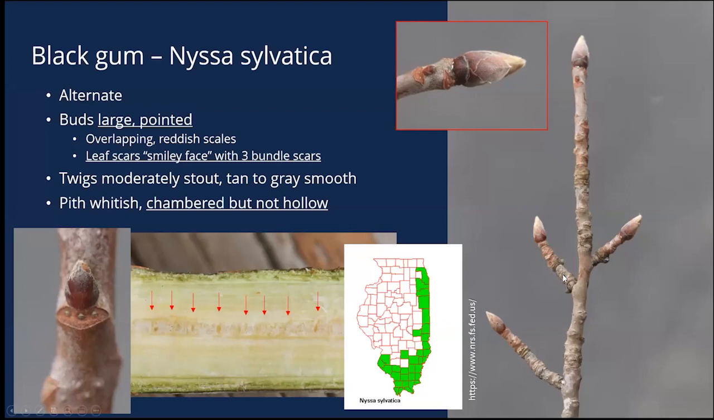The twigs are moderately stout, are usually hairless. So even though the buds have some hairs on them, the twigs usually don't. And if you cut open a black gum and look at the pith, it's going to be chambered, kind of like black walnut was, but it's not hollow. It's kind of hard to see in this picture, but it's a continuous pith. But you can see there's these partitions. There's one. I've highlighted them with arrows. So it has these partitions in an otherwise solid pith for black gum, and that will jump out to you. And that's a good way to verify if you think that's what you have.